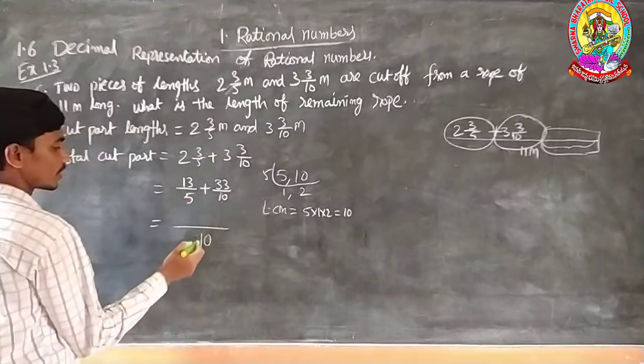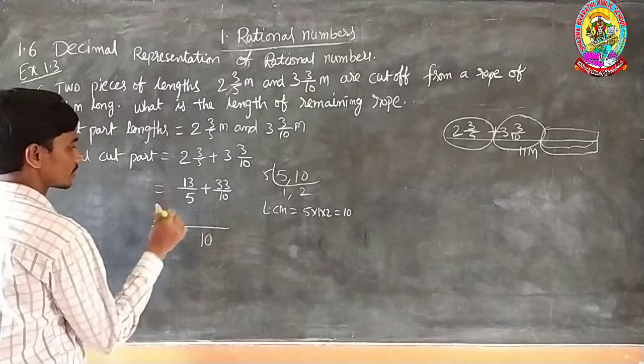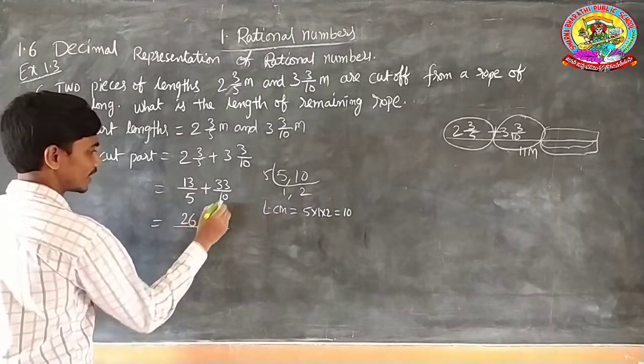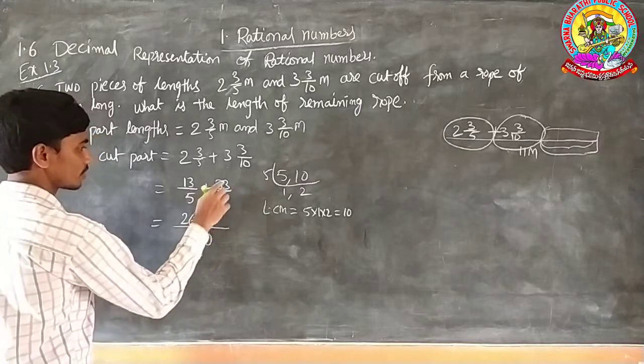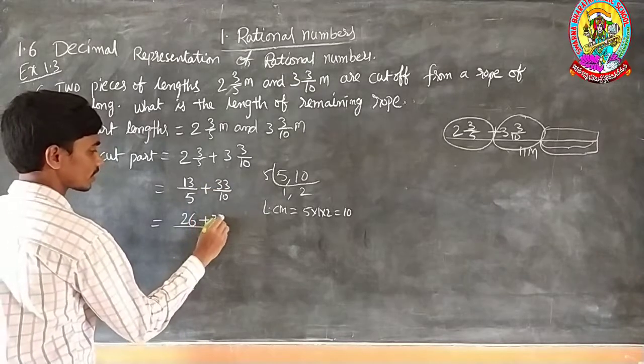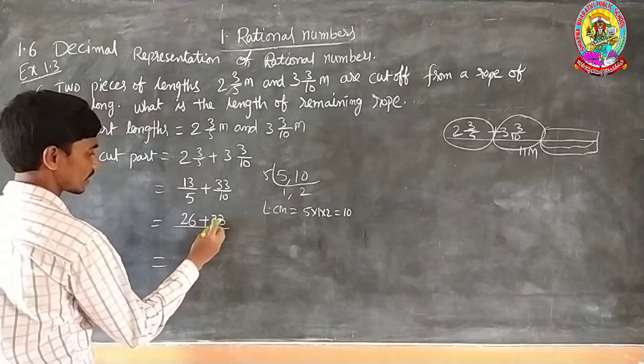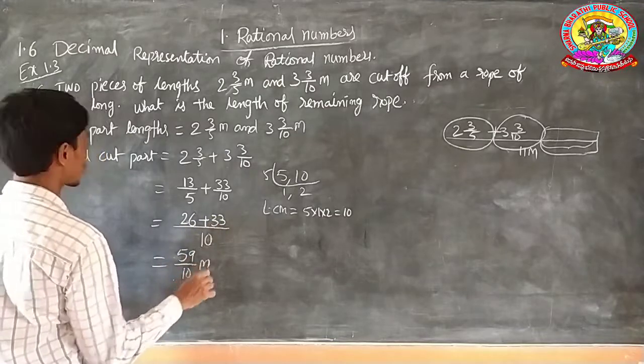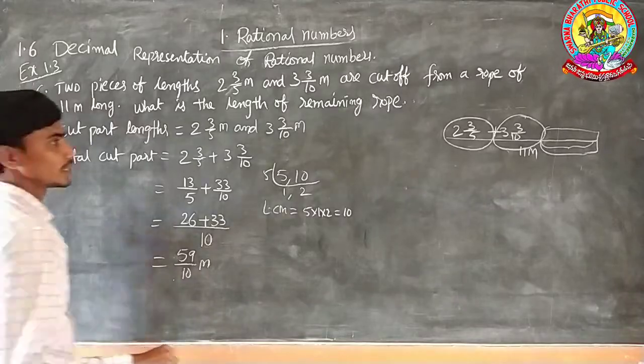So in the fifth table, how many times do you get 10? By 2 times. 2 12s, 2 13s are 26 plus. In the 10 table, how many times do you get 10? By 1 time. 1 33s are 33. 26 plus 33 is 59 by 10 meters. What is the cut part? 59 by 10.